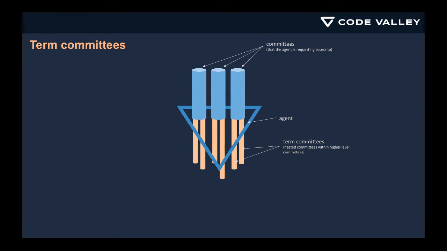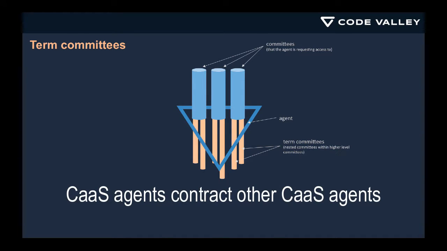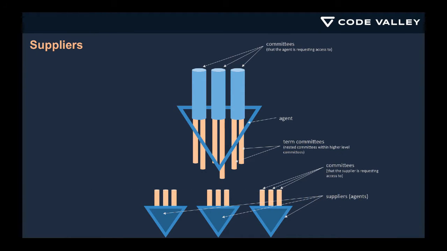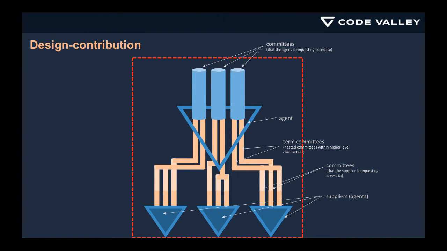An agent can actually join a committee and gain access to the nested committees like so, but the agent is not done yet. It's requested access to certain committees from its client, it's joined those committees, it's made some decisions. But how does it actually achieve its service of compiling code? By sneakily deferring that compiling to other agents. Compile as a service agents contract other compile as a service agents. And these agents, they request access to their own specific committees for their own specific design purposes. And you guessed it, the committees of our own high-level committees can connect right up with our suppliers. What the agent has done by threading these committees together, we call this a design contribution.